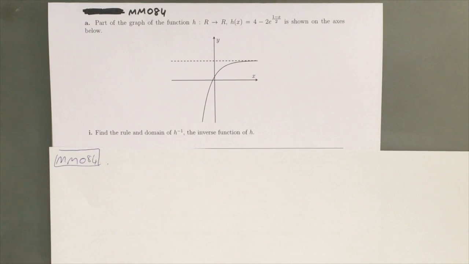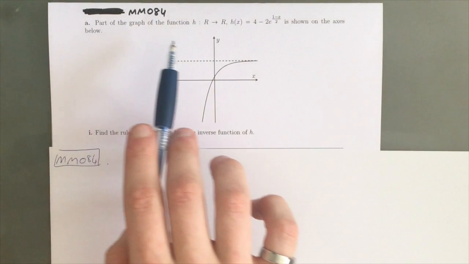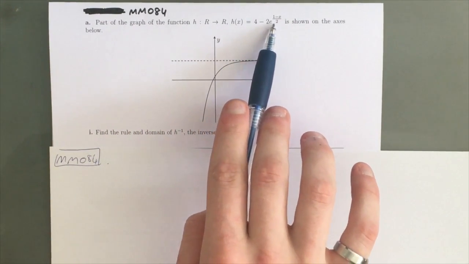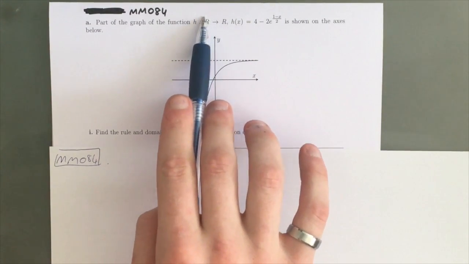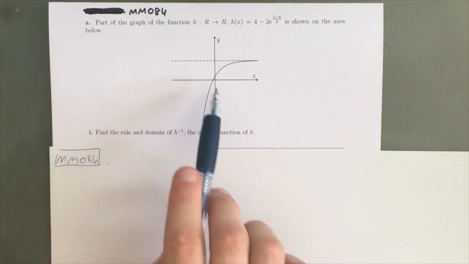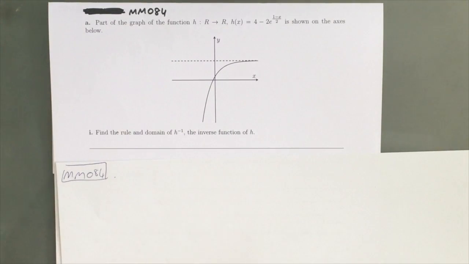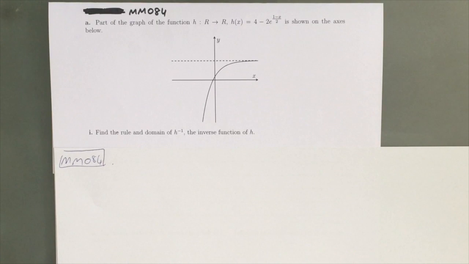Hey guys, this is question MM084 from the Maths Methods Sharpened Study Guide. Part of the graph of the function h of x equals 4 take 2e to the power of 1 take x over 2, where the domain is all real numbers, is shown on the axes below. This is obviously the graph. Find the rule and domain of h inverse, the inverse function of h.